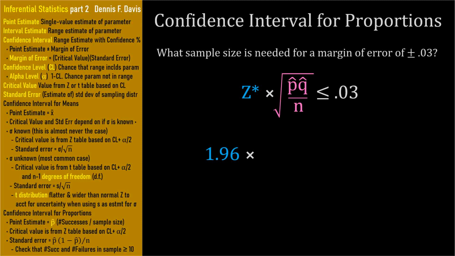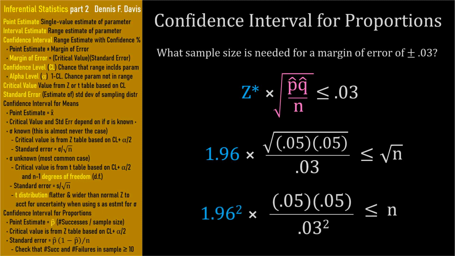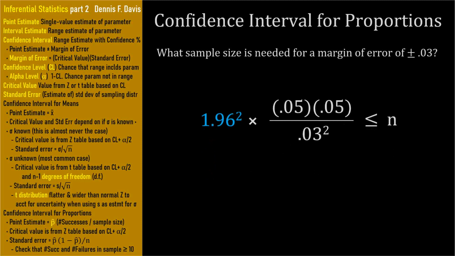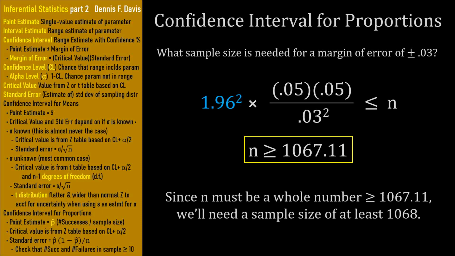So our equation becomes 1.96 times the square root of 0.5 times 0.5 divided by the square root of n is less than or equal to 0.03. I'm distributing the radical to the numerator and denominator. Let's isolate n by multiplying both sides by the square root of n, and then divide both sides by 0.03. To get n instead of square root of n, let's square both sides and simplify. N is greater than or equal to 1067.11. Since n must be a whole number, we'll need to use 1068.